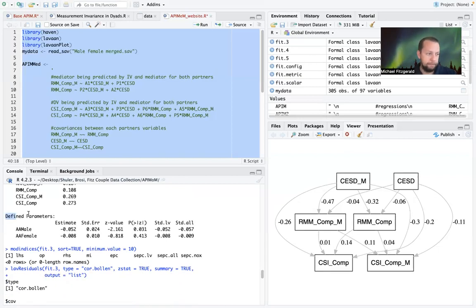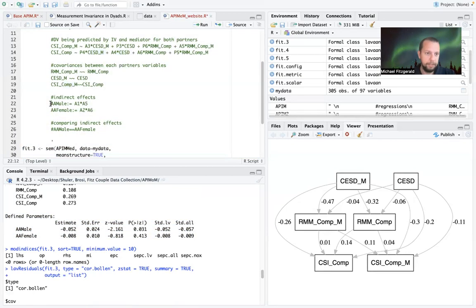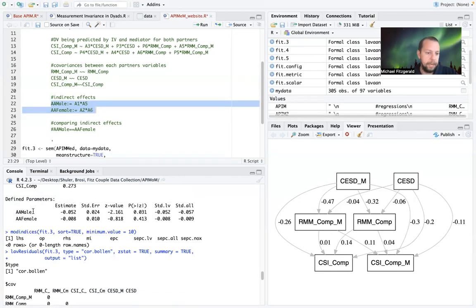So here is our defined parameter section. So these are the indirect effects. So this is this section right here. And so what we have is our unstandardized effect, our standard error, our p-value, and then here is our standardized effect. And so we can see that the standardized indirect effect from male depression to male relationship quality through male relationship mindfulness is negative 0.06 if you're rounding up, and the p-value is significant. So we do have a significant indirect effect here.